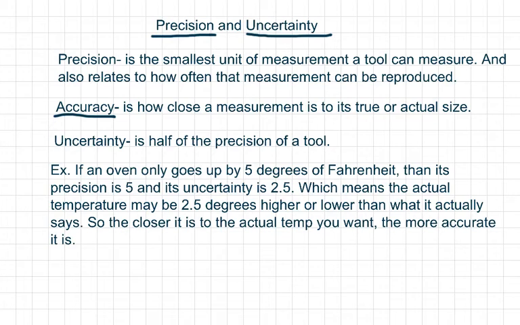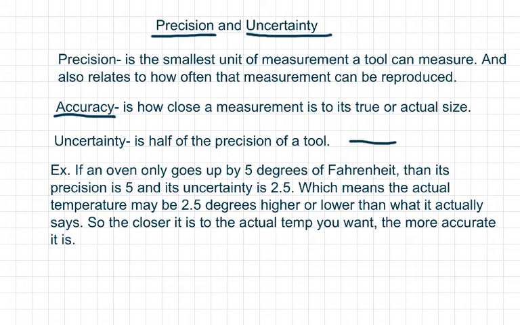By definition, precision is the smallest unit of measurement a tool can measure. And it also relates to how often that measurement can be reproduced. So if I think of a ruler that is marked in centimeters, so 0, 1, 2, 3, and so on, you could say that ruler has a precision of 1 centimeter. The uncertainty of that ruler is exactly half of whatever the precision is. So that same ruler that's marked in units of 1 centimeter, you would say it has a precision of 1 centimeter and an uncertainty of half a centimeter.